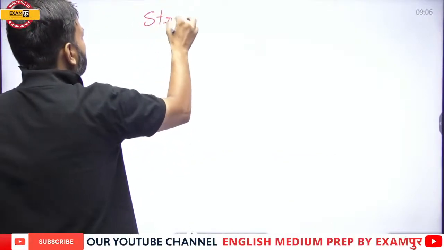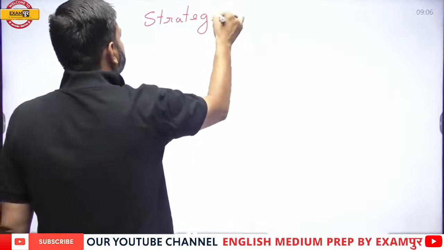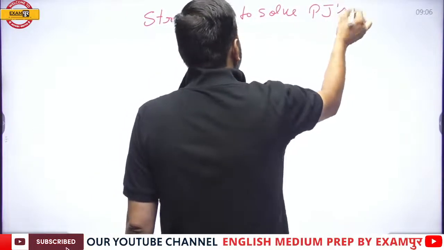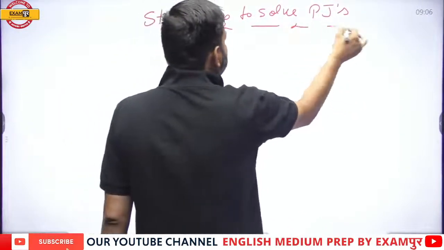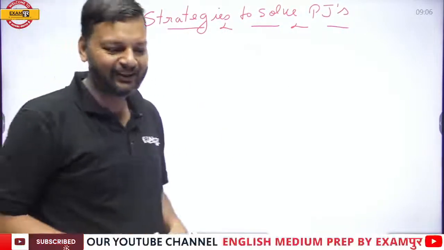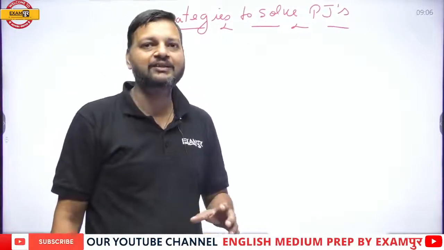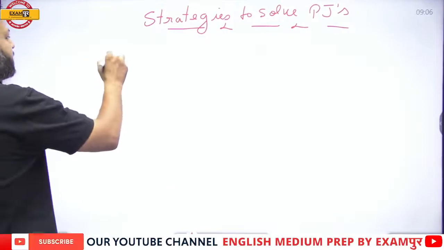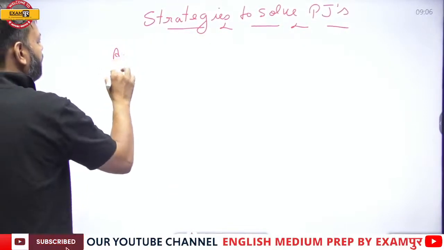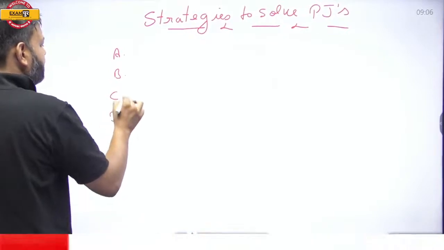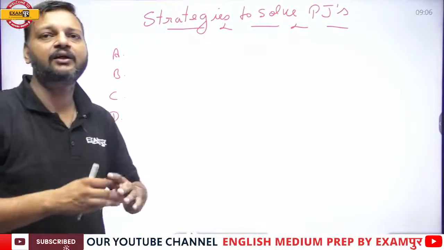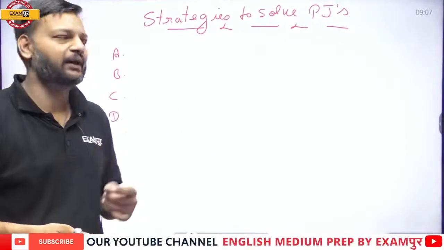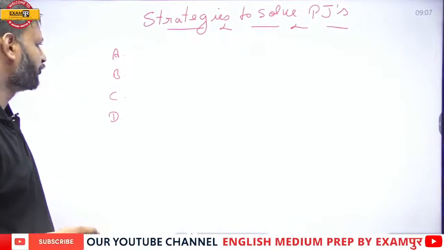So if I talk about strategies to solve PJs, that is parajumble. Okay, so strategy to solve parajumbles. What should be the strategy to solve parajumbles? See, in parajumble, normally there are 4 sentences A, B, C, D, and these sentences are of course jumbled, and you have to arrange them to give a meaningful paragraph. Okay, so there are 4 sentences.